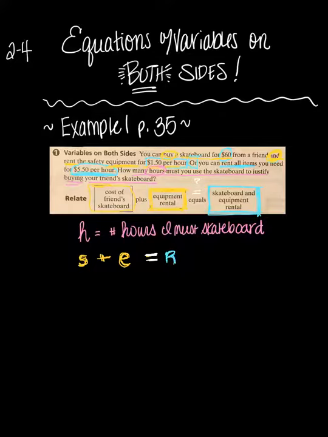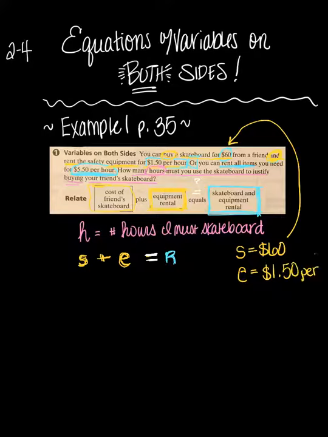All right, now let's look at what my numbers are. Back up here I said that my skateboard is $60. I'm paying my friend $60 for a skateboard. And then renting the safety equipment, that E, is going to be $1.50 per hour. Okay, so let's think through this for a minute. Is that saying $1.50 plus an hour? Is that $1.50 minus an hour? Is that $1.50 divided by an hour? Or is it $1.50 times hour?